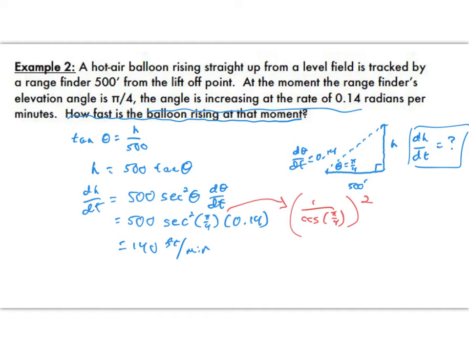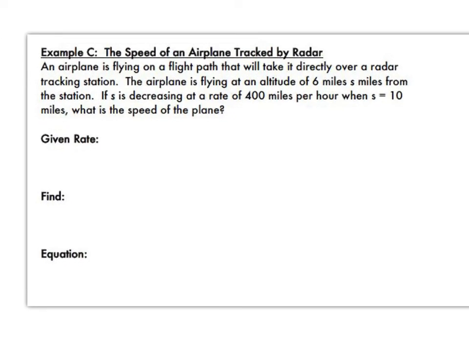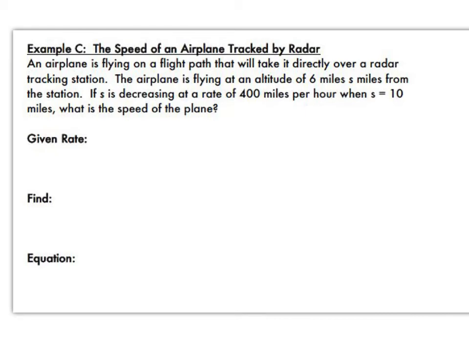Let's take a look at another couple ones here. All right, this one is a little bit more challenging as well, because we've got an airplane that is flying on a flight path that will take it directly over a radar tracking station. And the plane is flying at an altitude of 6 miles when it is S miles from the station. And if S is decreasing at a rate of 400 miles per hour when S is 10 miles, what's the speed of the plane? All right, this is a little bit more difficult to piece together, but we're going to do our best here.